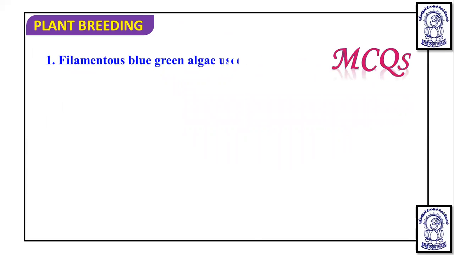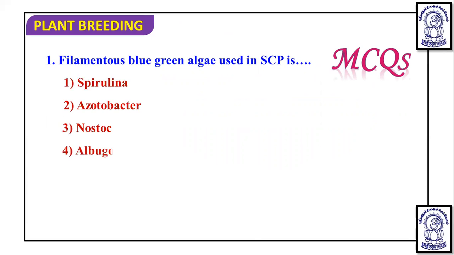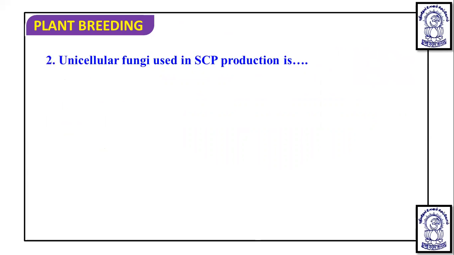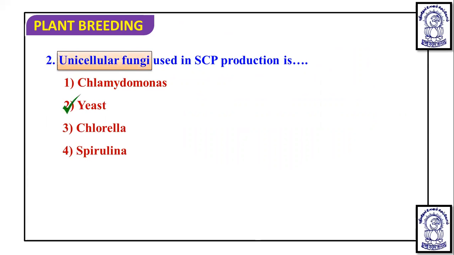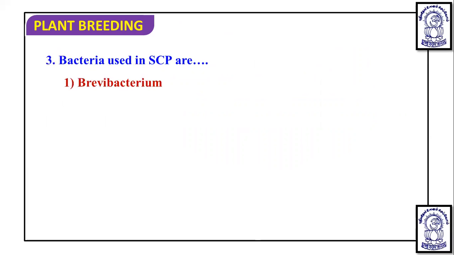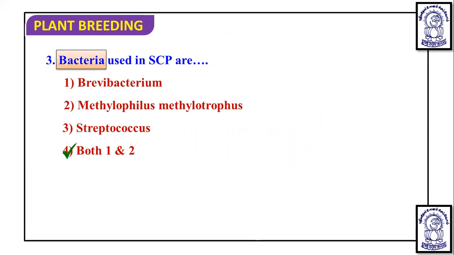So if we talk about MCQs, the filamentous blue green algae used in SCP is nothing but spirulina. That is cyanobacteria. Unicellular fungi used in SCP production, that is obviously yeast. Bacteria used in SCP are Methylophilus methylotrophus as well as Brevibacterium.